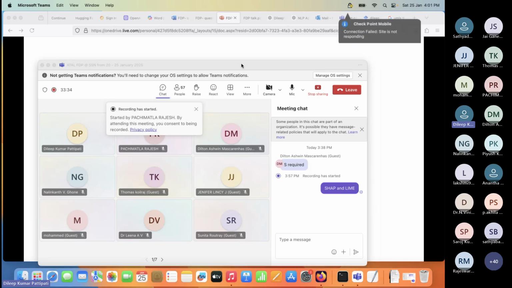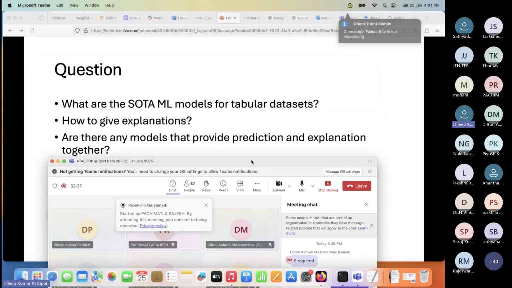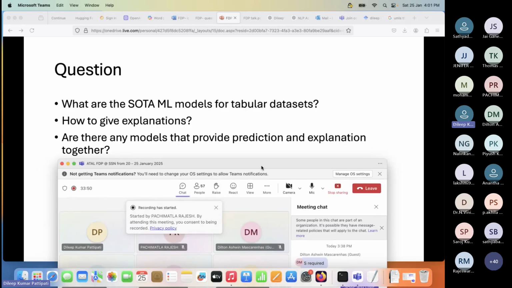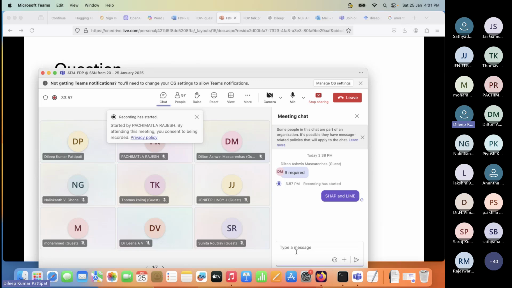And my third question is, are there any models that provide both prediction and explanation together? In the previous approach that I told you, XGBoost with SHAP, that's a good combination. But then you have to train and maintain two different models. Instead of that, if there is one model which provides both the prediction and explanation, they are called glass box models. Glass box means the other ones are black box models. The other boosting algorithms are black box models. XGBoost is a black box model.